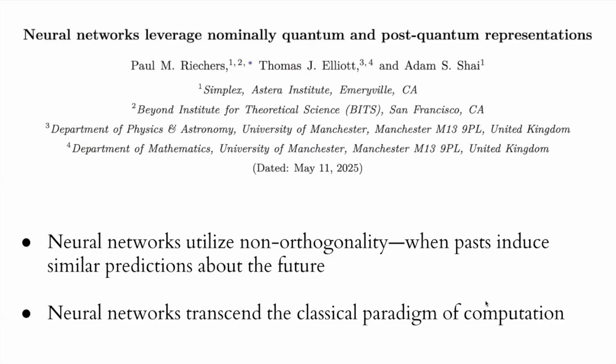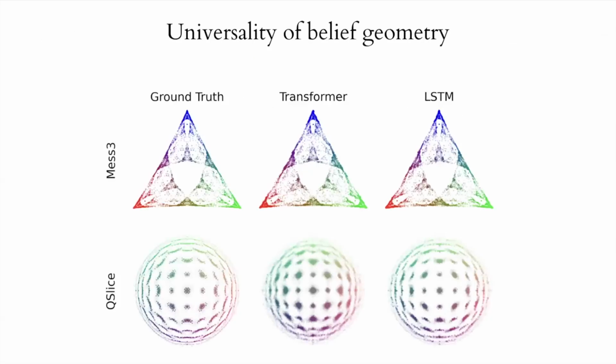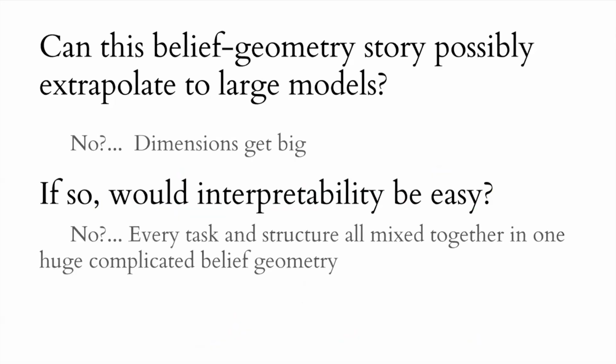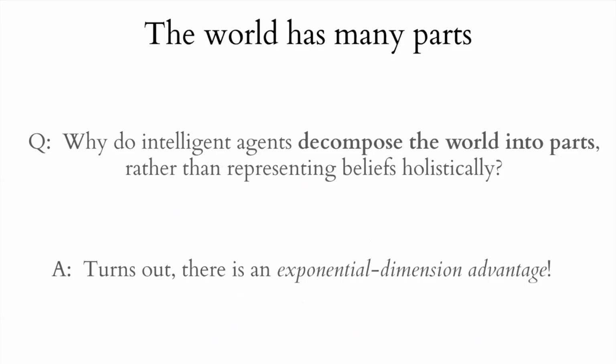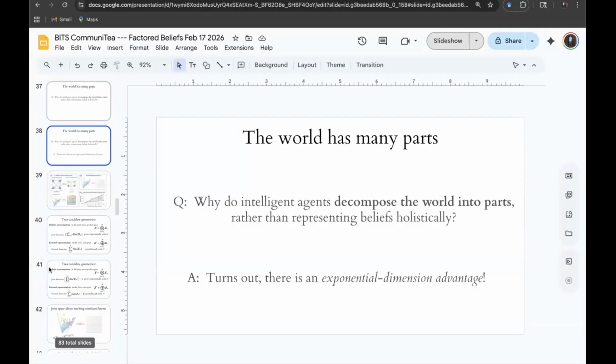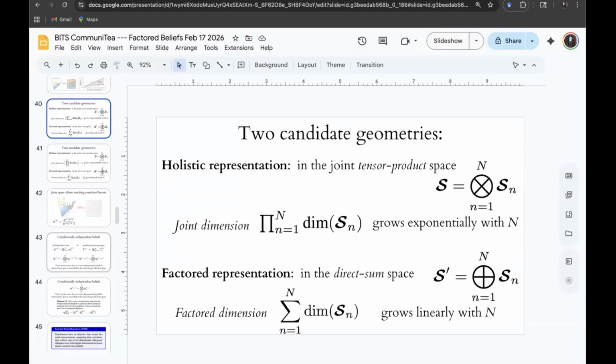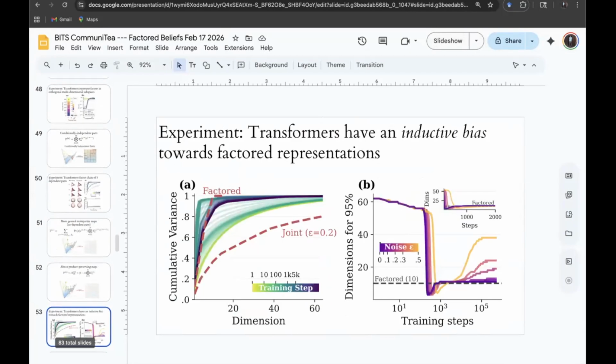That is the high level story that we are talking about. So anyway, this quantum version of the story is here. Things seem to be universal. And then there's a question of, can this possibly extrapolate? Basically, no, it doesn't seem like it. The world has many parts. There's this exponential dimension advantage for representing it that way. And I think I will close on basically that. So there's some math between tensor product structure and direct sum structure. And I'm going to jump to the end here.